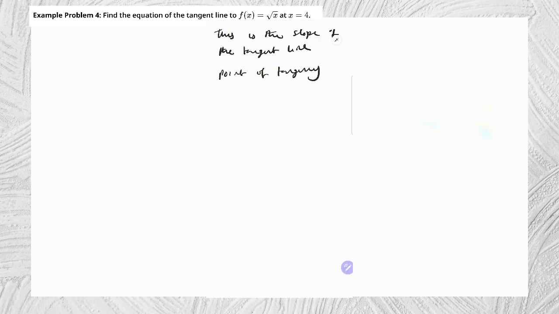Now, to find the point of tangency, put in 4 in the initial equation. So that will be f of 4 equals the square root of 4, which equals 2. Now, the point is (4, 2).